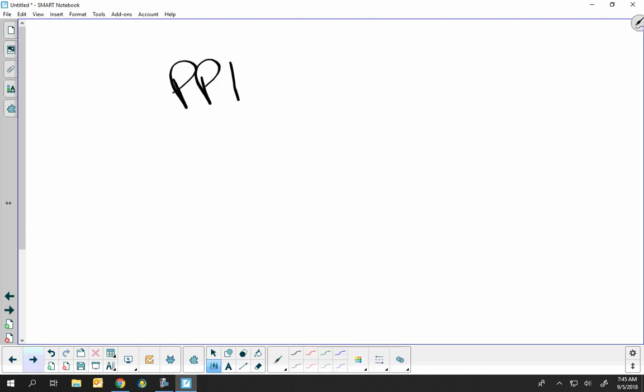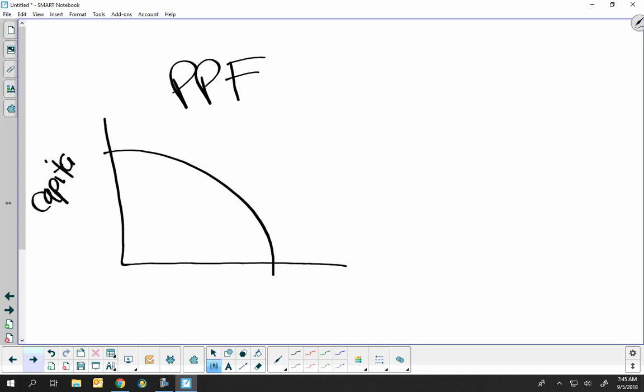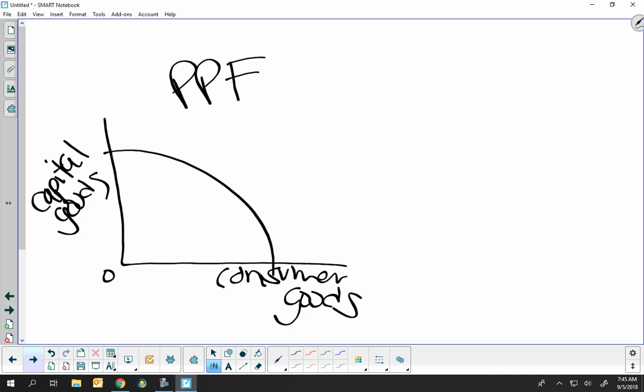PPF, production possibilities frontier curve. It looks like this. We have capital goods. It doesn't matter which axis. And we have consumer goods. What type of PPF curve is this? An increasing opportunity cost curve. It is an increasing curve because the opportunity cost is increasing. The more capital goods you want, the more and more consumer goods you're going to have to give up. And for lots of consumer goods, you're going to have to give up more and more capital goods. So this is an increasing curve.